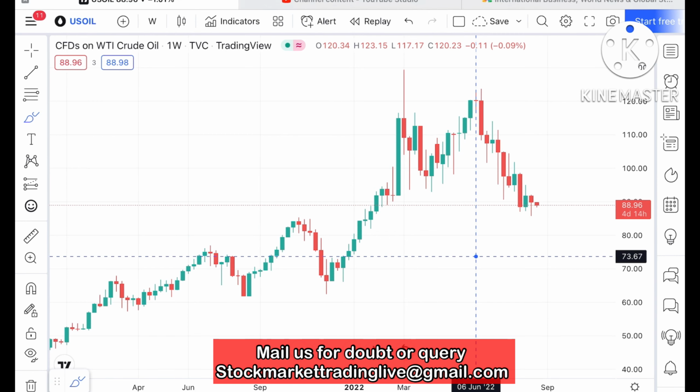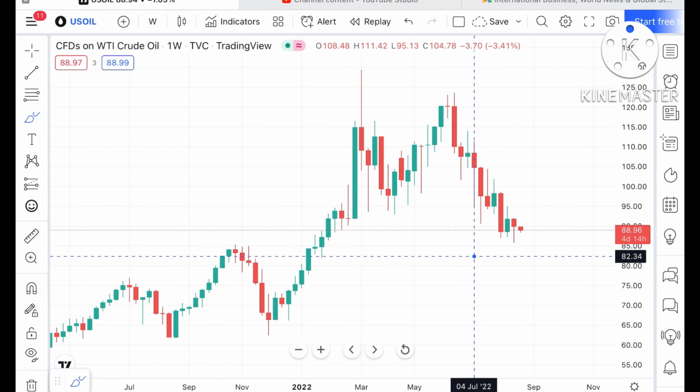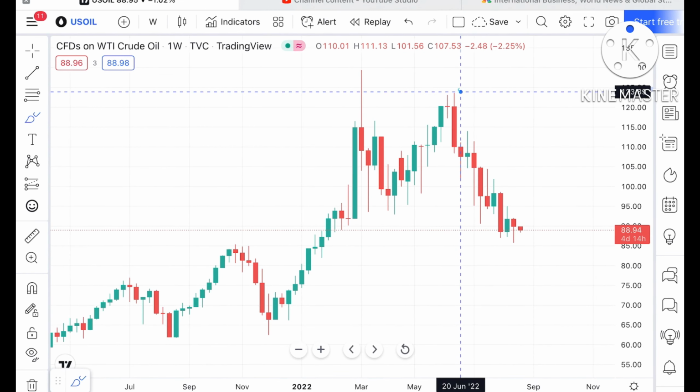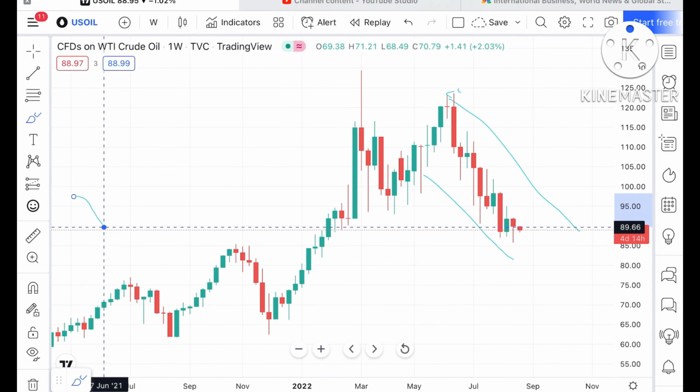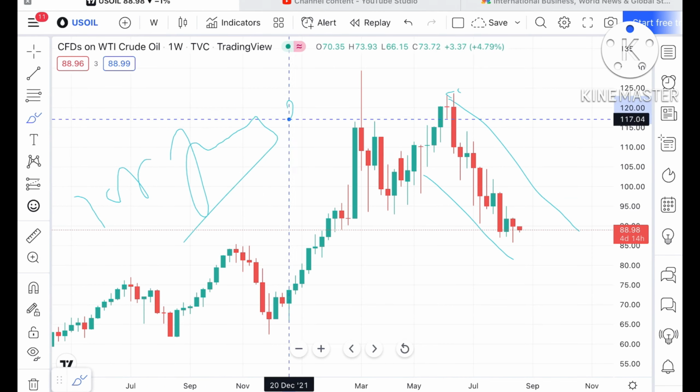Now if you look at the chart of crude, after this particular 123 high, we have seen it moving further down, and this is in the first week of June 2022.